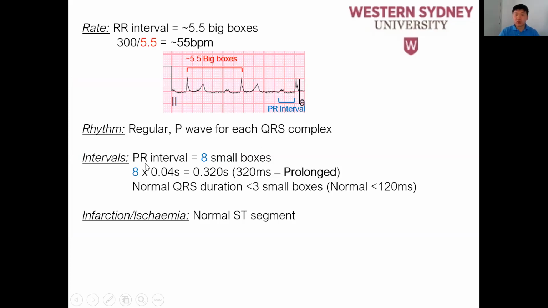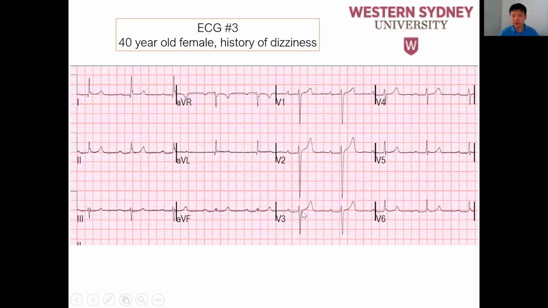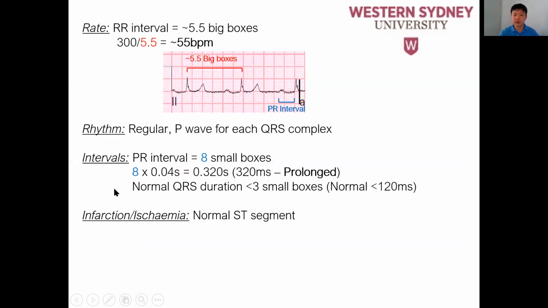And then the QRS duration, although there's a bit of a notch here, a little bit wide, but it's still less than 3 small boxes. So the QRS duration is normal. And then we look at any signs of infarction and ischemia. As you can see, there's no ST elevation in any of the leads. There's no significant ST elevation or depression. Therefore, there's normal ST segment.